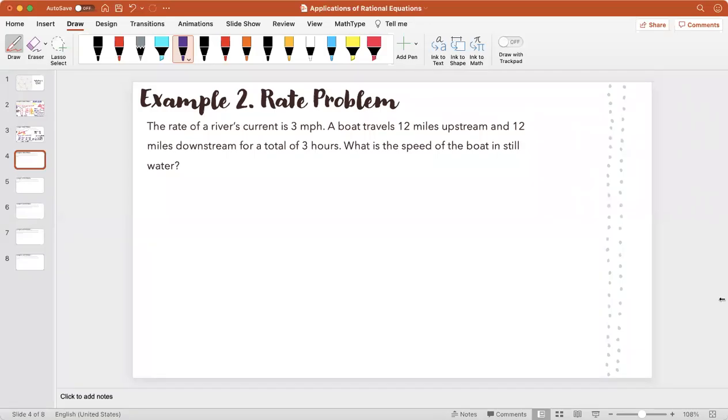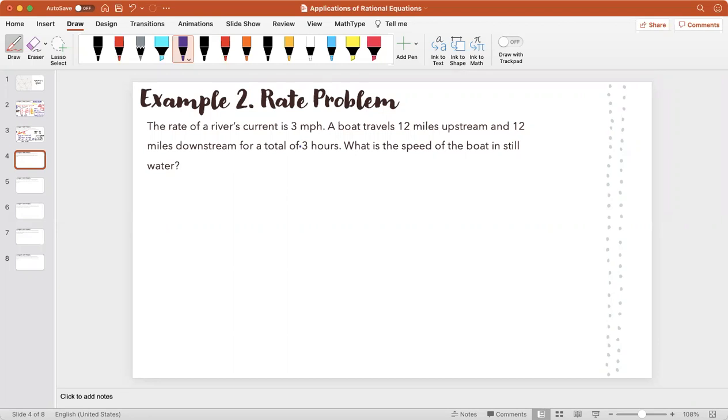The rate of a river's current is 3 miles per hour. A boat travels 12 miles upstream and 12 miles downstream for a total of 3 hours. What is the speed of the boat in still water?